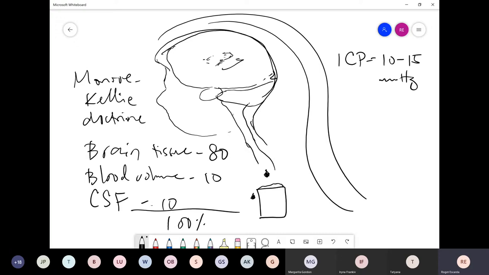So again, I'd like to emphasize that the Monroe-Kelly doctrine only applies to an intact skull. We cannot apply the doctrine if the patient is an infant or a small child, because they have open fontanelles and open suture lines, so there is room to expand. Not so in a grown adult, because the suture lines are closed, there are no fontanelles, so there's no opening.